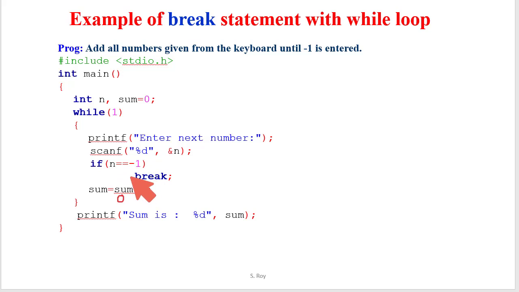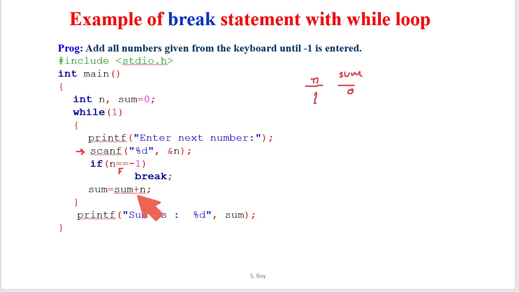When n is equal to -1, this break statement will be executed and it will come out from the while loop and print the value of sum. When this program runs, first it will expect data from the keyboard, and that will be stored into the variable n. Say n is the variable, and the first data I have entered is, say, 1, and the initial value of sum is 0. The condition inside the if statement will provide false, so this break statement will not be executed.